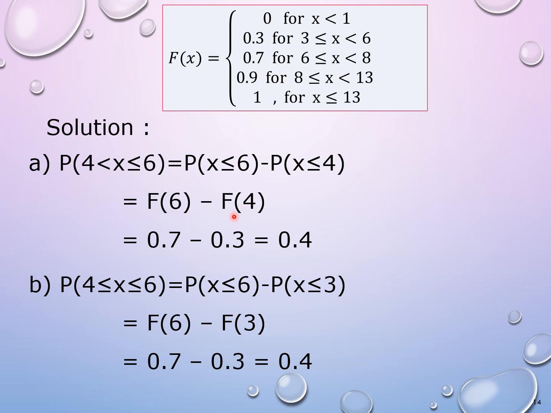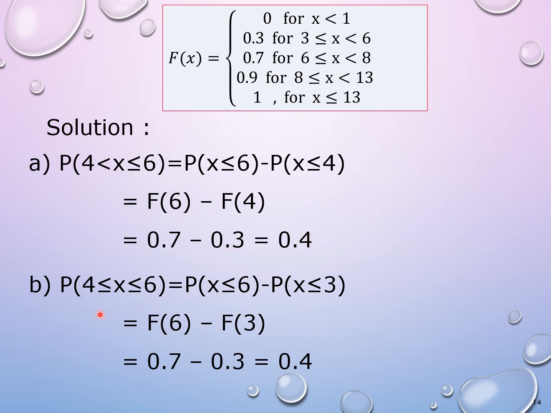So F6 minus F4. What is your F6 over here? You have to refer to the table. F6 is here, F6 is 0.7. And F4 is within this range, x greater than or equal to 3, less than 6. So your x equal to 4 is within this range, which gives you the cumulative 0.3. So 0.7 minus 0.3, you get 0.4.